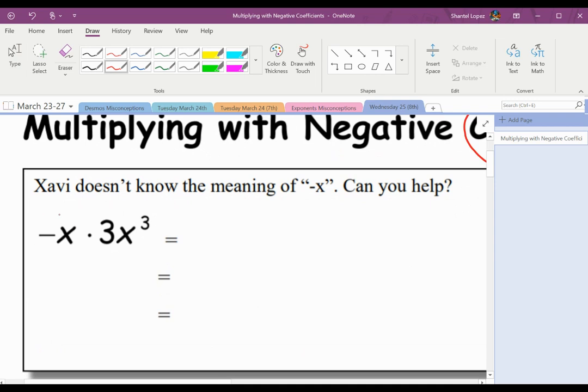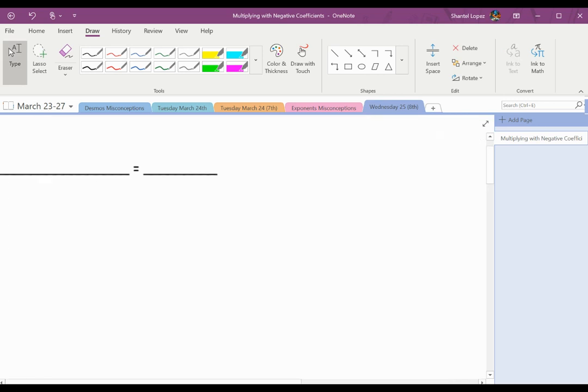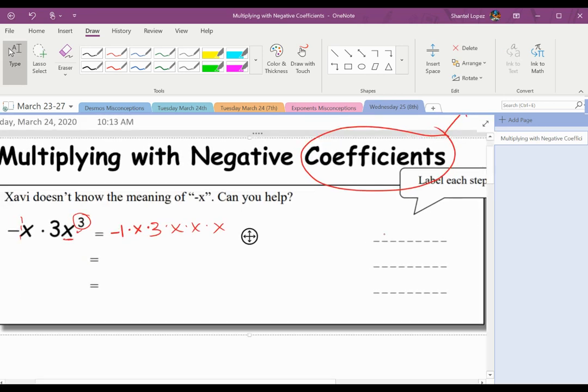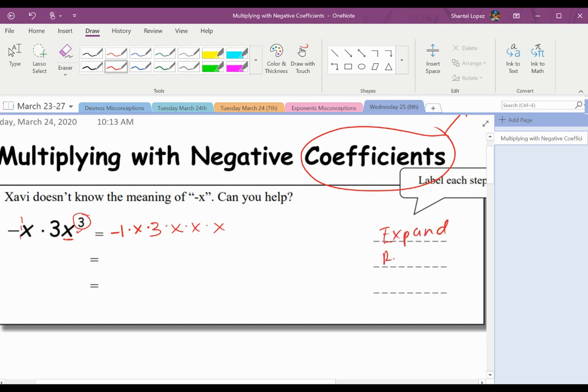Well, there's an invisible 1. So we can expand this as negative 1 times x times, remember, this power of 3 only applies to the x. So this would be expanded as 3 times x times x times x. Okay, so in the first step, what we did was expand. And you probably already know the second step, rearrange. And the last step, multiply.